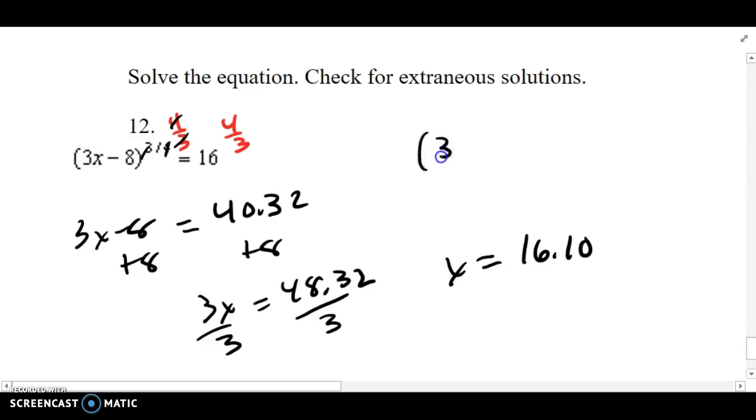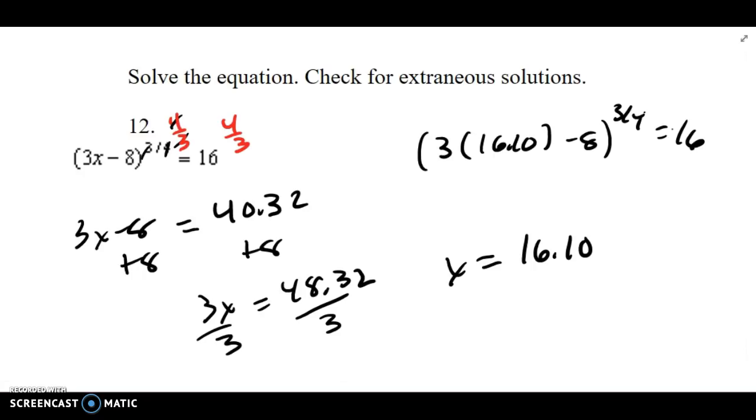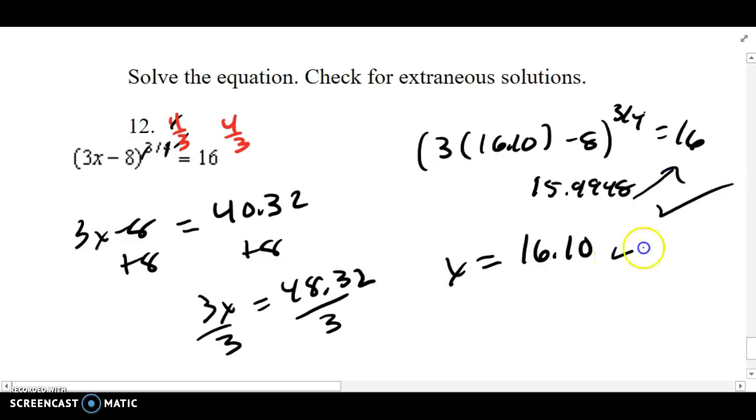Okay, then we're going to put this in, so we get 3 times 16.10 minus 8 to the 3/4 is equal to 16. Now I'm just going to put that in the calculator here. So 3 parenthesis, 3 parenthesis, 16.10, parenthesis, minus 8, parenthesis, power button, parenthesis, 3 divide 4. Enter, and I get that. I get 15.99. So I rounded. That is good. This is an answer.